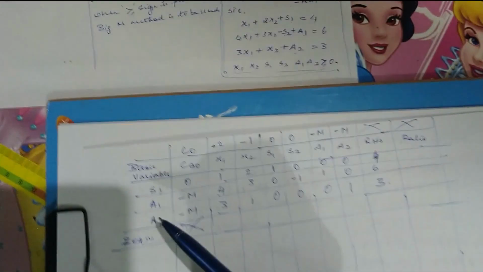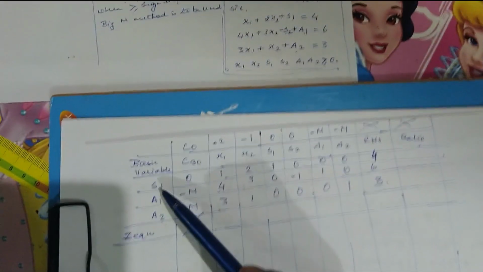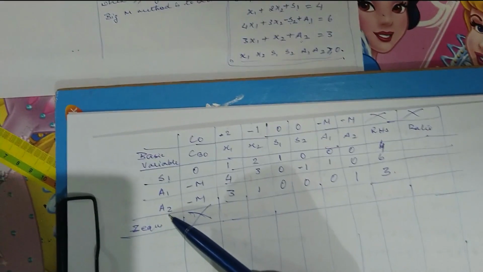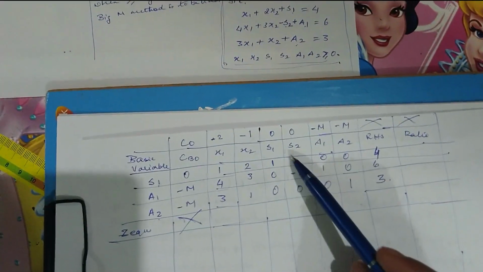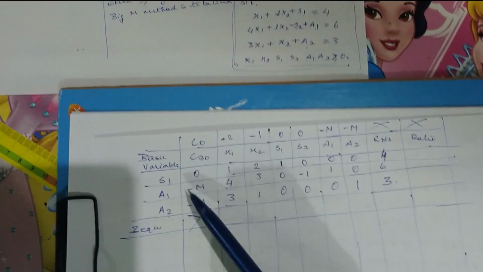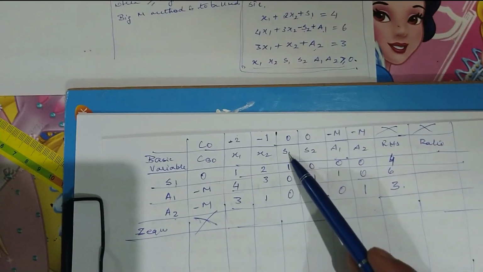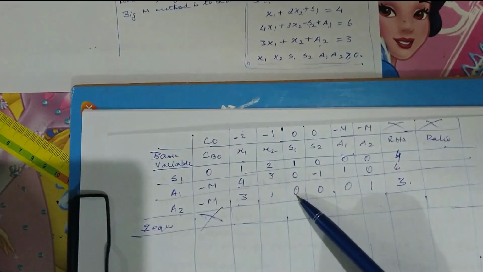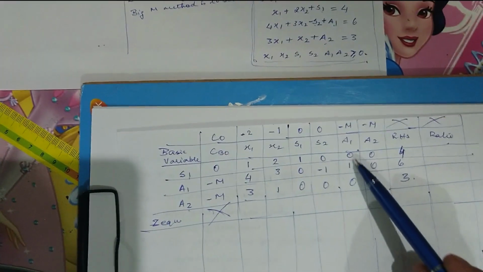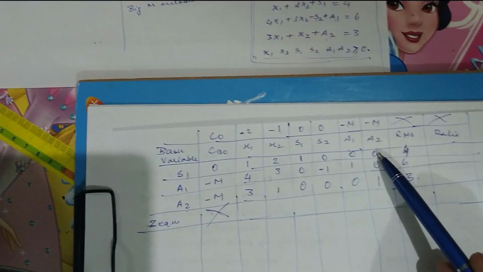So as I had told you in the earlier video, the basic variables that are considered here, if you look at the corresponding values, always form a unit matrix. So here s1 forms 1 0 0, a1 forms 0 1 0 and a2 forms 0 0 1.